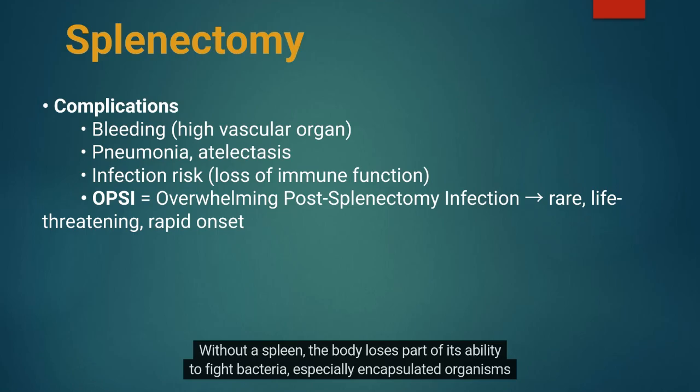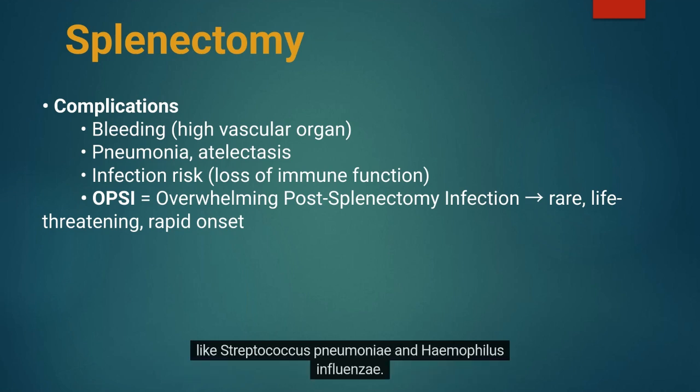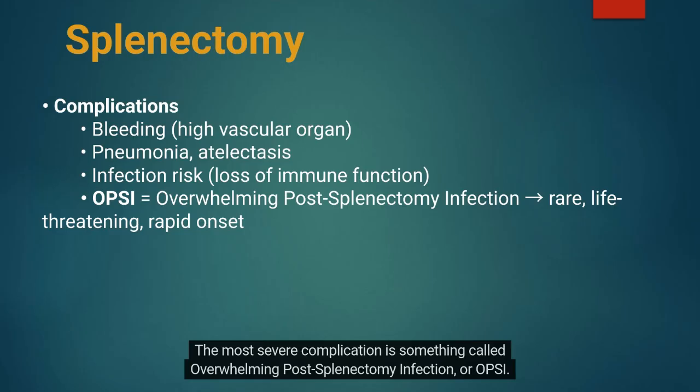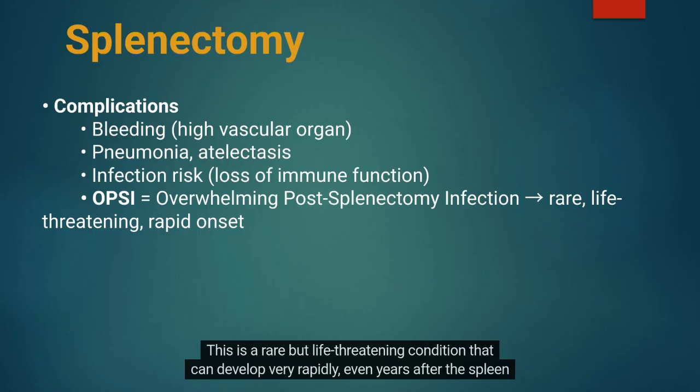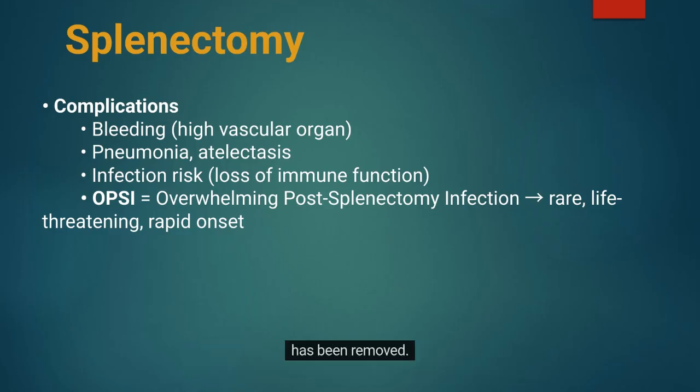Without a spleen, the body loses part of its ability to fight bacteria, especially encapsulated organisms like Streptococcus pneumoniae and Haemophilus influenzae. The most severe complication is something called overwhelming post-splenectomy infection, or OPSI. This is a rare but life-threatening condition that can develop very rapidly, even years after the spleen has been removed.